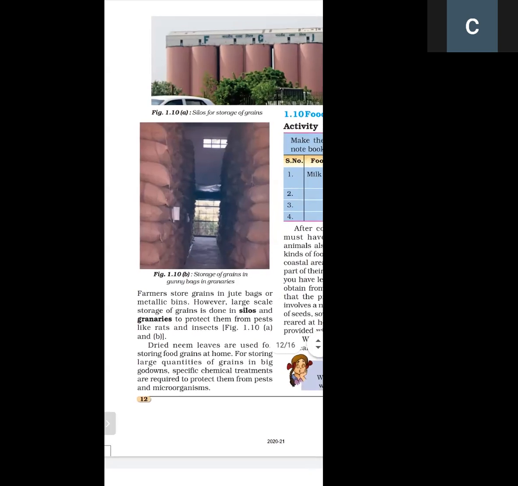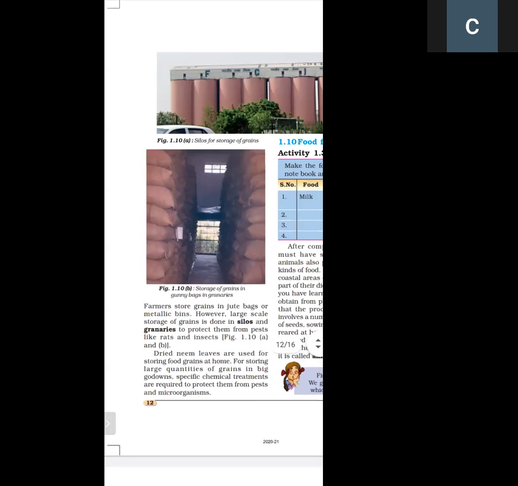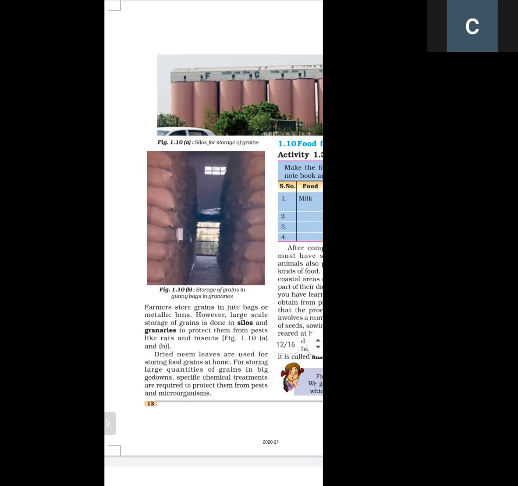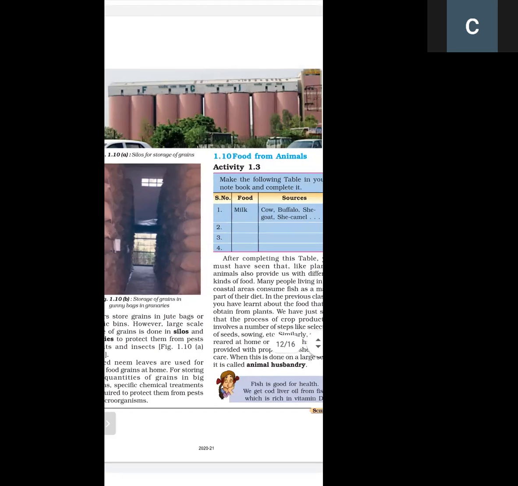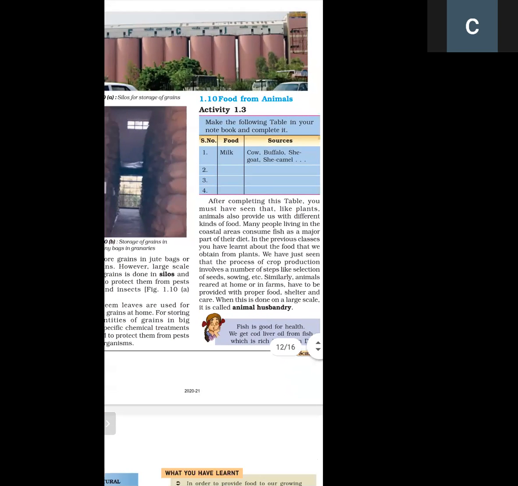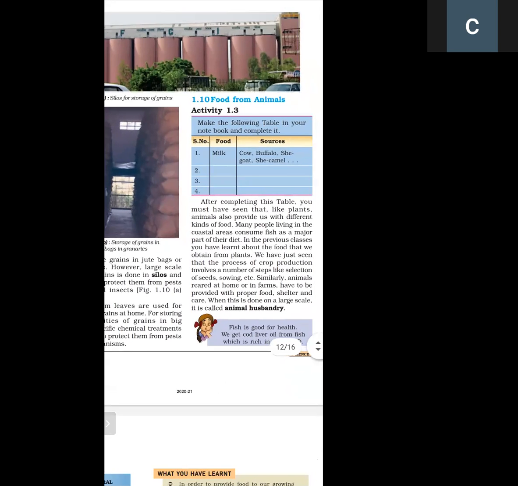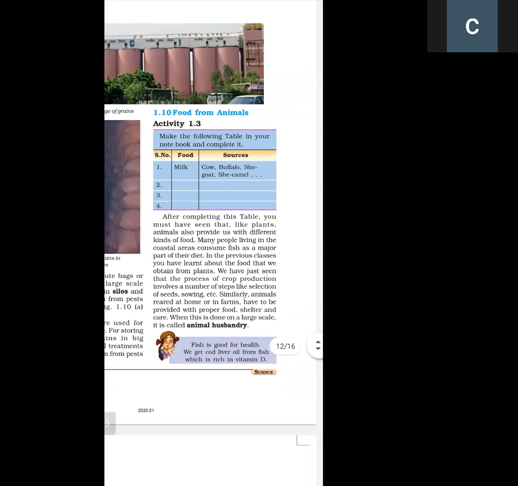When we dry these grains in the sun, after drying, we store them in the tank. Before storing in the tank, we have to put some neem leaves or use a chemical treatment for removing pests. So there are two methods. Firstly, we can use dried neem leaves, and the second method is chemical treatment for protection from pests and microorganisms.